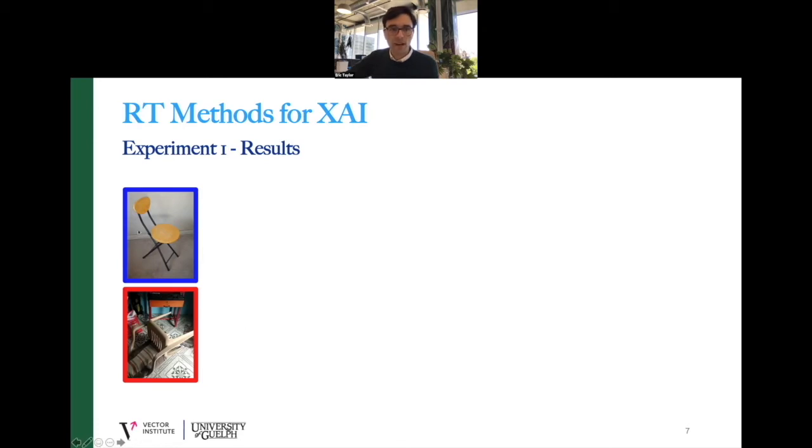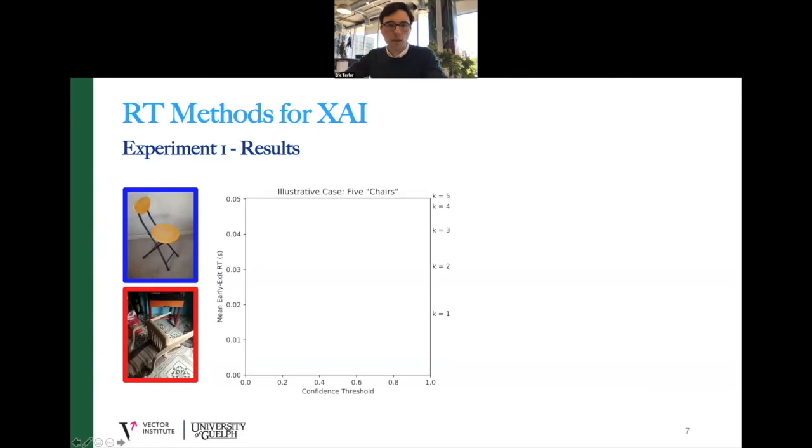So here on the left, I've highlighted an Imagenet chair in blue and an Objectnet chair in red, and I'll use those colors going forward to refer to those 2 image sets. The second panel contains results from 5 randomly selected chairs from Imagenet and 5 from Objectnet. This is just an illustrative case. The vertical axis shows the mean early exit response time, so that's just time elapsed. The horizontal axis is the confidence threshold, and the second vertical axis shows the response time corresponding to all 5 intermediate classifiers, so those are constant.